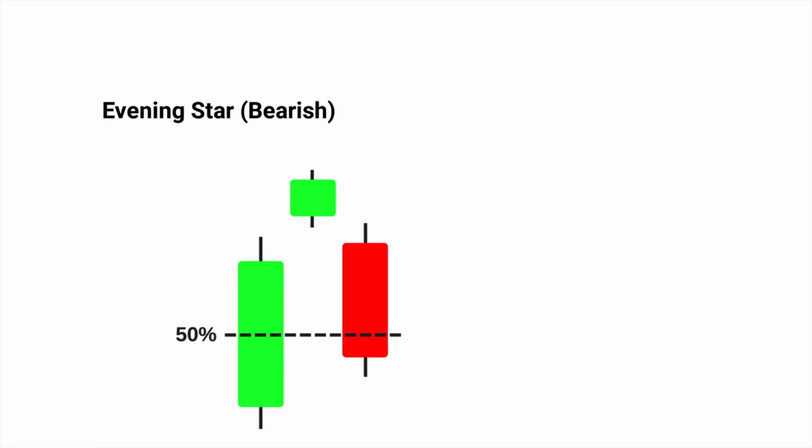So the evening star is a top reversal pattern produced by 3 candles. The long green body can be found on the left, then the reversal candle, a candle with a small body. The color is irrelevant, whether it's bullish or bearish. This is the reversal candle. So the candle at the top for bearish is the reversal candle, and then the third candle must have a long red body. It must be a big bearish candle.